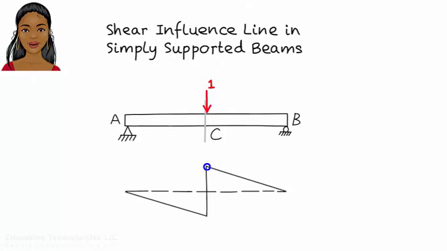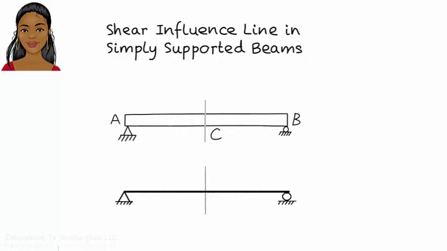Then, shear at C decreases linearly as the load moves from C to B. Note that the diagram consists of two straight segments separated at C, as if the beam is cut at C. Then the left end of the cut is pushed down and the right end of the cut is pushed up as points A and B rotate to accommodate the deformation. The idea of pushing the beam segments up or down and drawing the shape that results is a convenient way for drawing shear influence lines qualitatively.